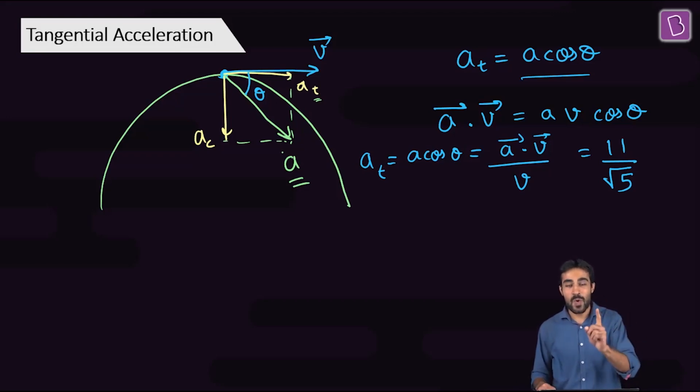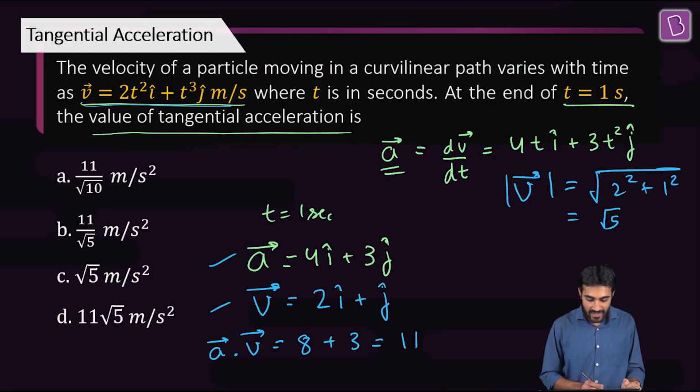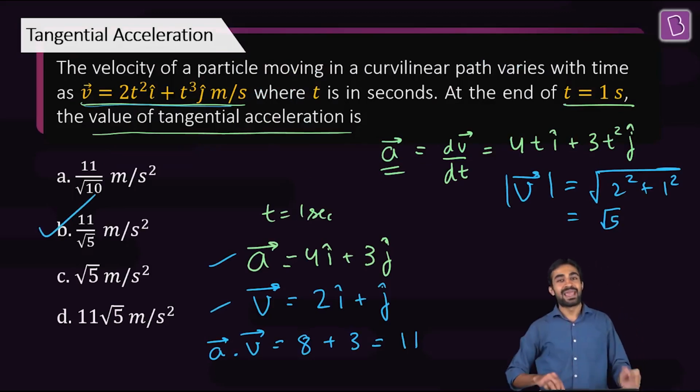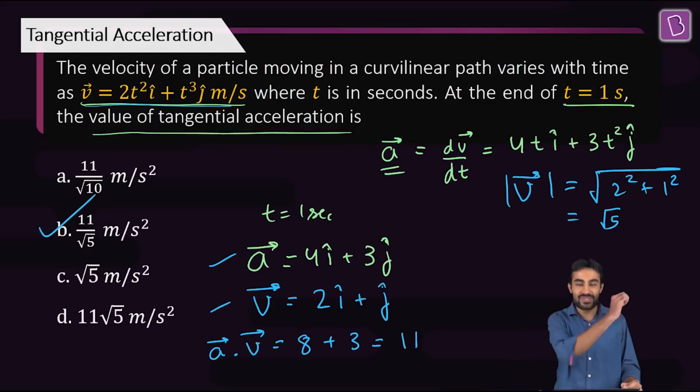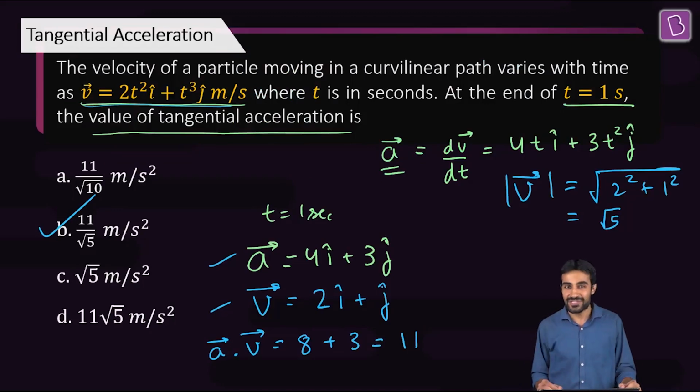Alright. So, what is the answer? The answer is 11 by root 5. This is the magnitude of the tangential acceleration. And let us find out, yes, option B, 11 by root 5, is the right answer for our question.